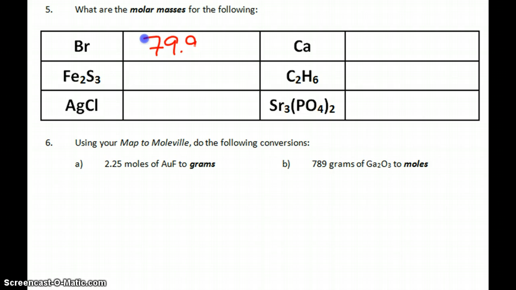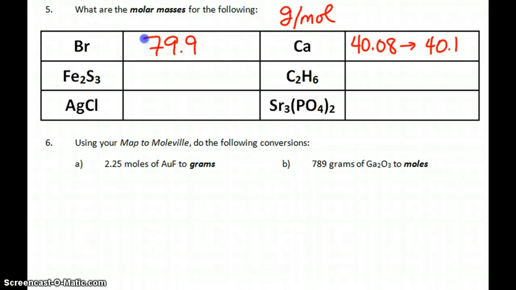So bromine is 79.9. And remember that for all of these, the unit is grams per mole. Calcium there, another one that sometimes gets mistaken. On the periodic table, it's 40.08, so we turn that into 40.1 for us, rounding to the tenth.